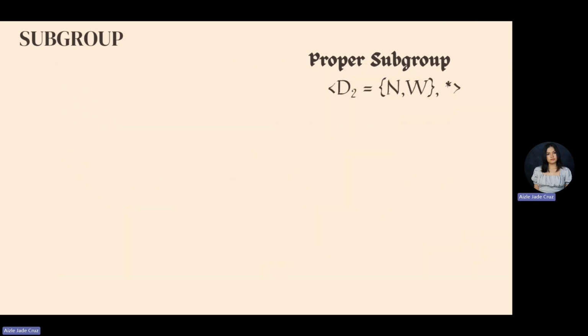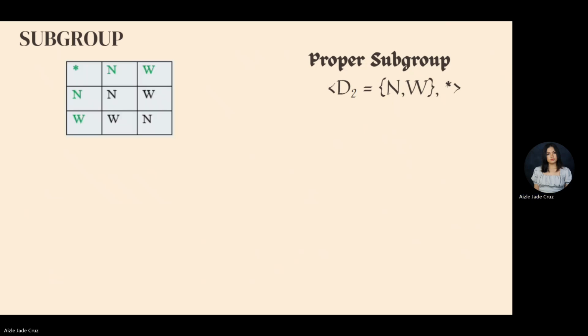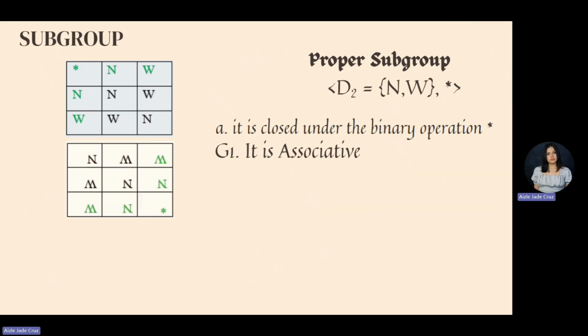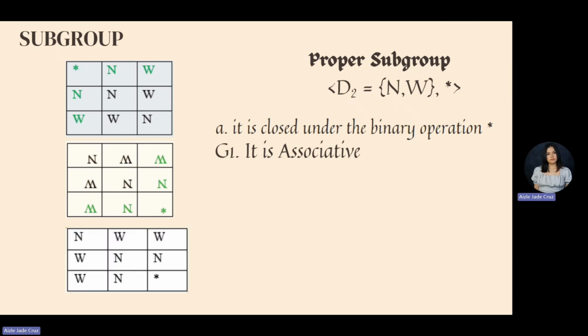The next is D sub 2, consisting of the elements N and W, under the binary operation star. It is closed under the binary operation star. G sub 1, it is associative, because if we rotate the table by 180 degrees, we can get the same structure as the original table. Therefore, it is associative. G sub 2, there's an identity element, which is N.